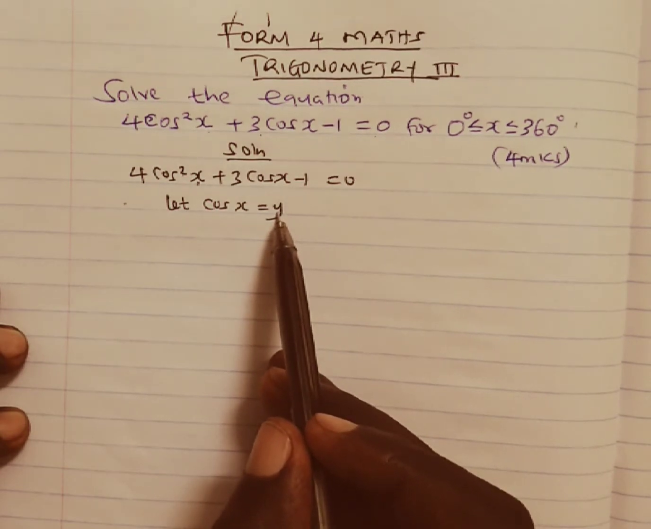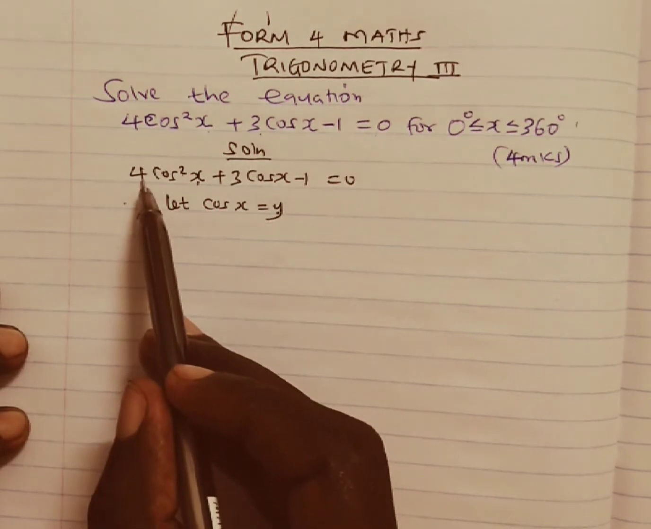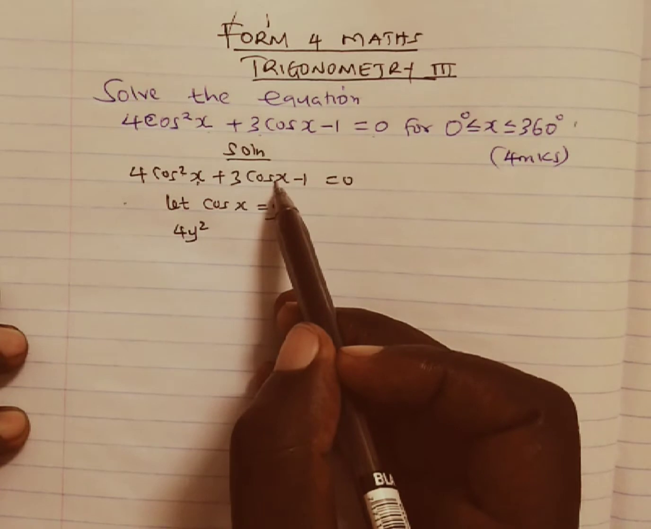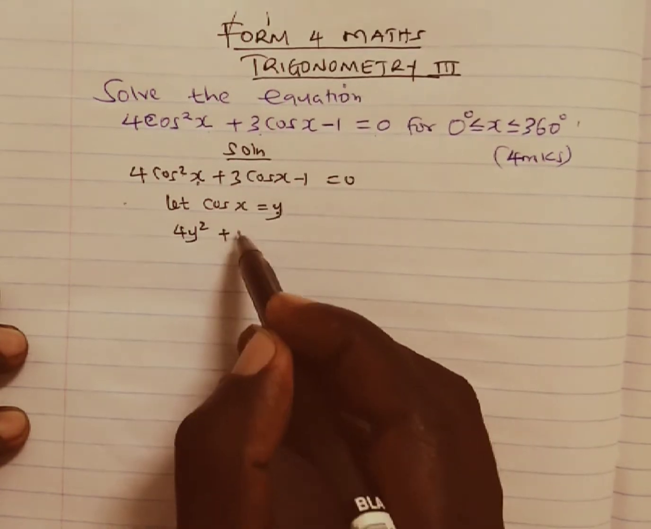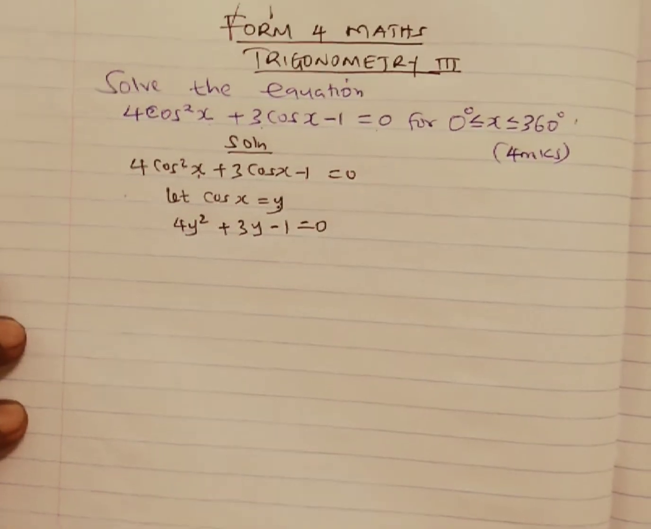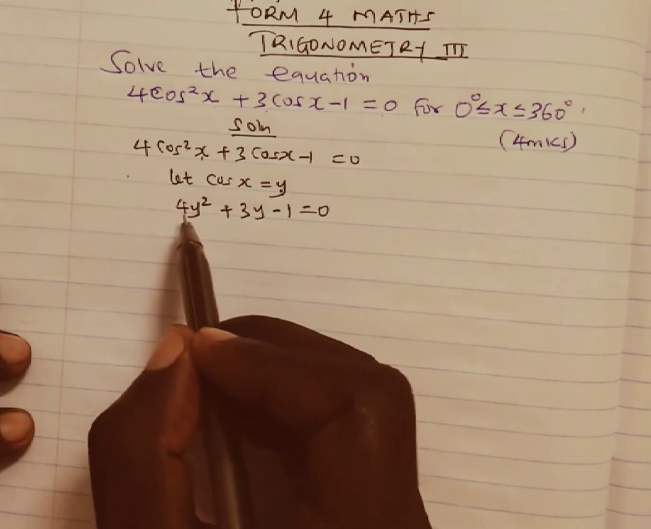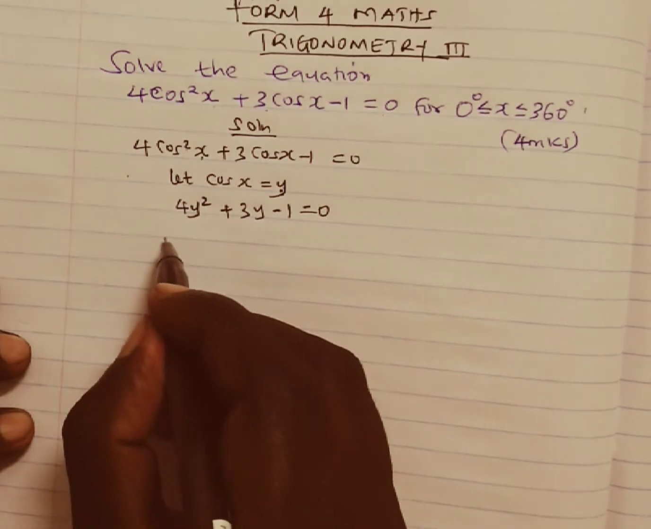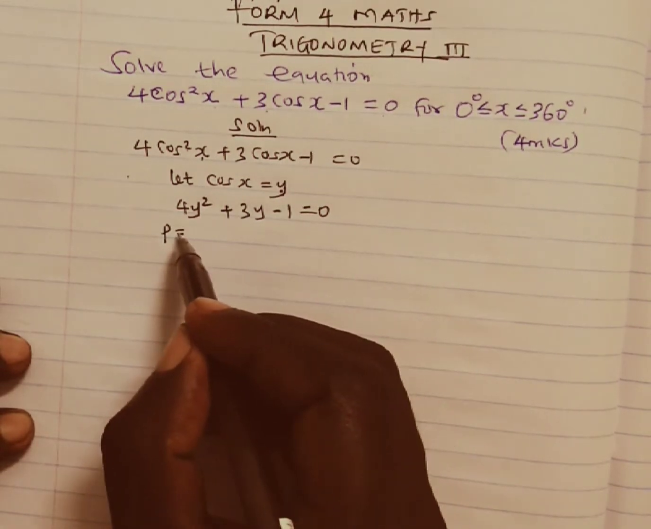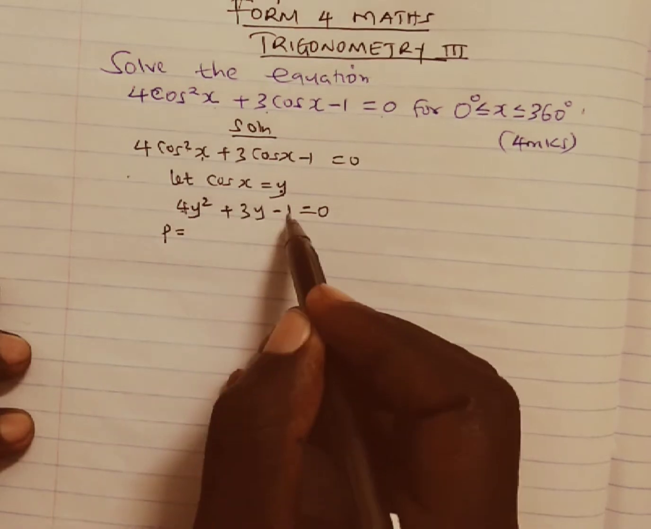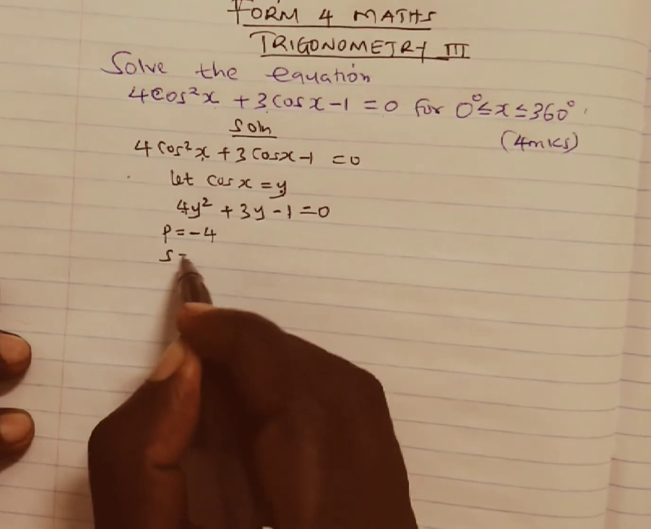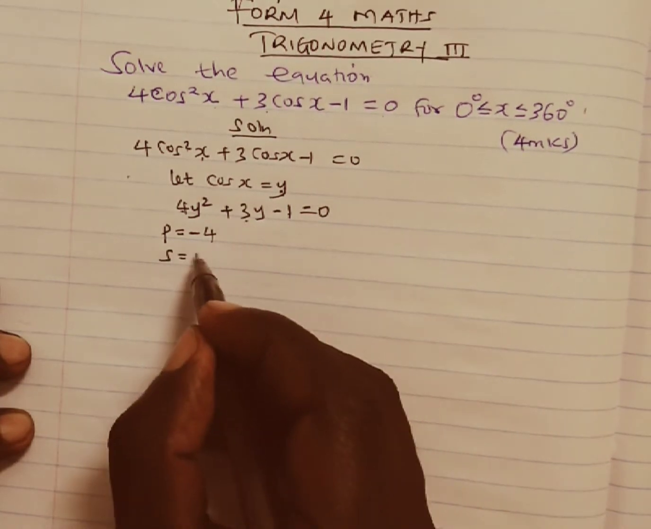And y squared times 4 will give us 4y squared. Then cos x is y, times 3, we have positive 3y minus 1, and this is equal to 0. Remember this equation is quadratic in nature, and therefore we are going to use the product-sum factor method, where the product is 4 times negative 1, that is a times c, which gives us negative 4, and the sum is equal to the value of b, which is positive 3.